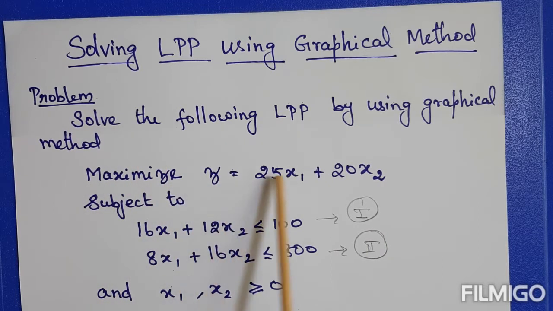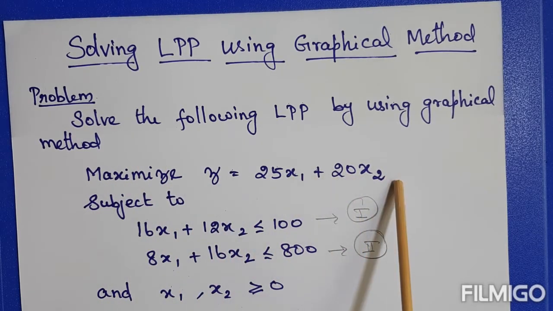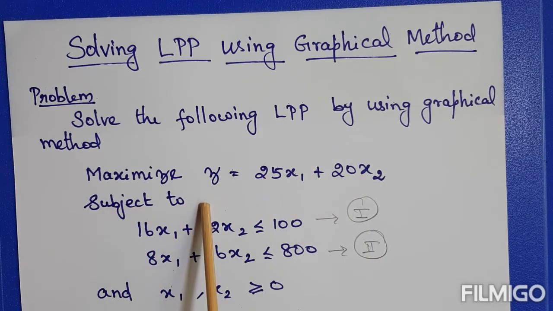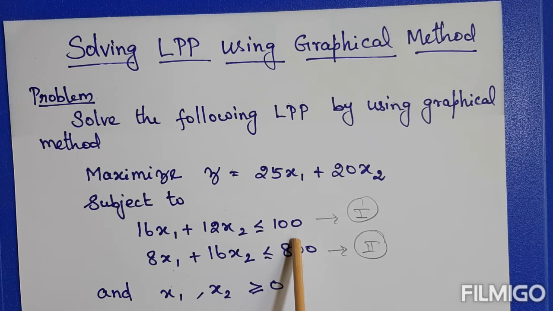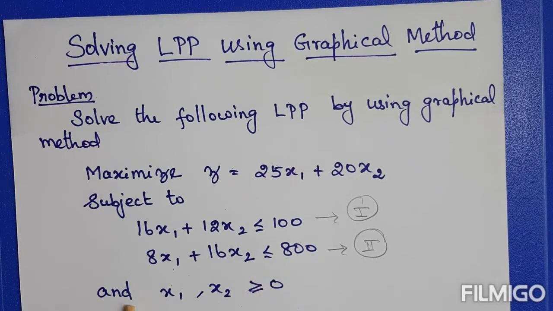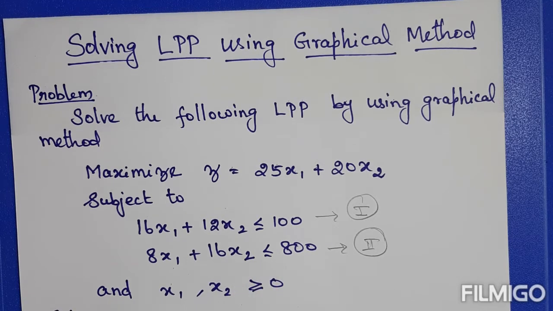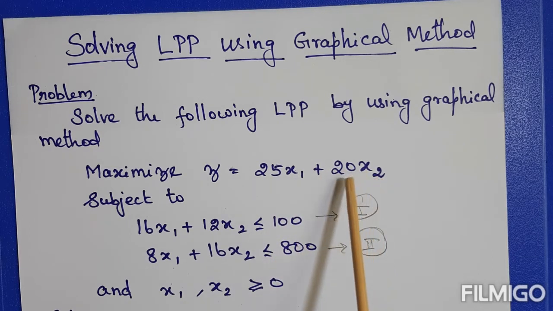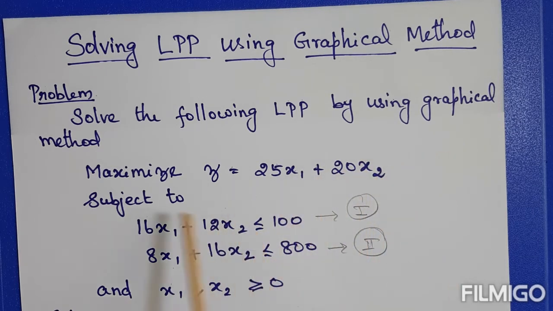Maximize z is equal to 25 times of x1 plus 20 times of x2. Subject to the constraints, 16 times of x1 plus 12 times of x2 less than or equal to 100, and 8 times of x1 plus 16 times of x2 less than or equal to 800, and x1 comma x2 greater than or equal to 0. Now, let us go to the solution. Here, only two variables are involved. Then, graphical method can be applied to solve this problem.